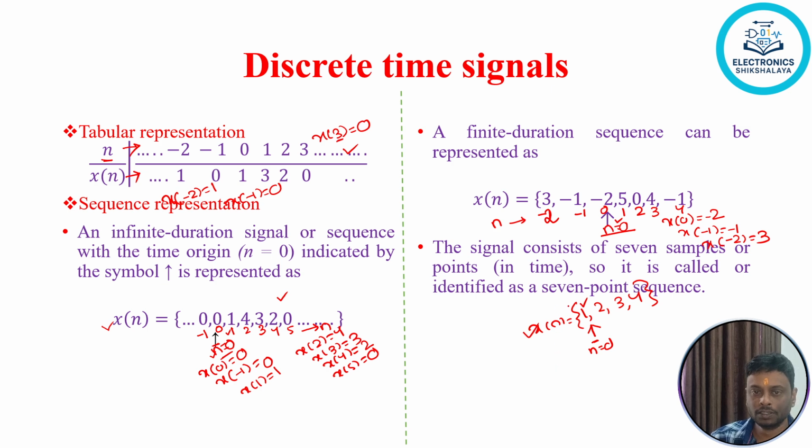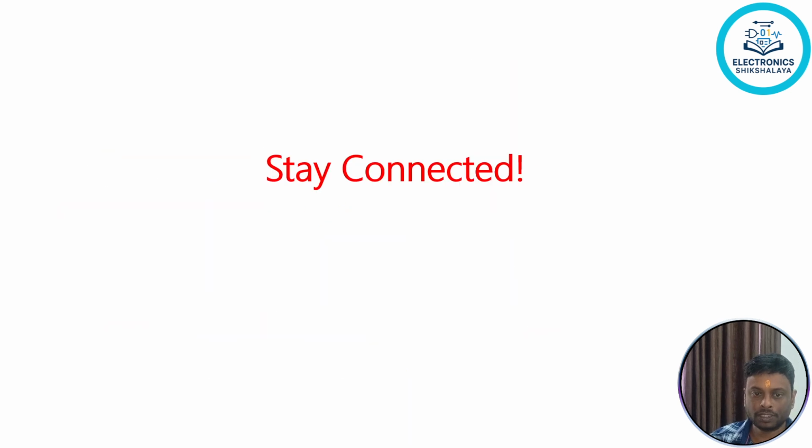So this is the representation of the discrete time signal. There are 4 types of representation, out of which the sequence representation of the discrete time signal is widely used. These are the representations of the discrete time signal.